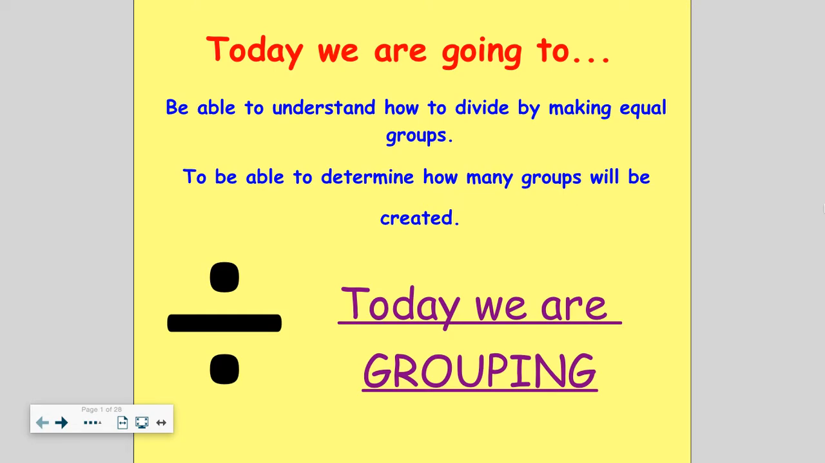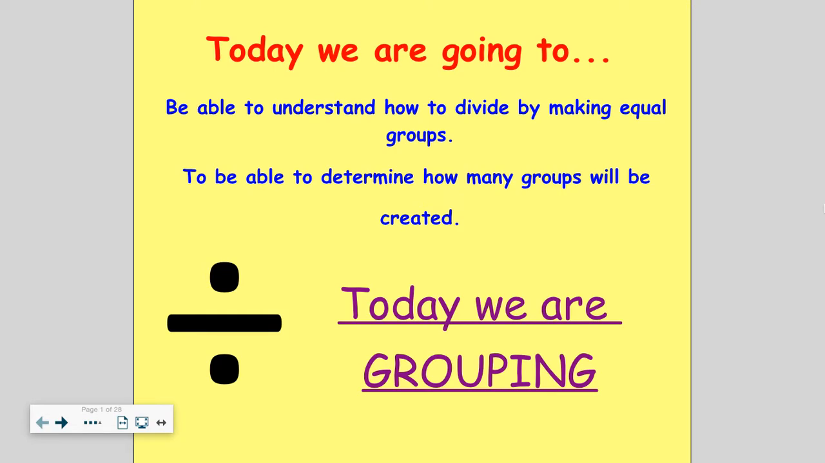Today, we're going to be starting a new chapter all about division. Division is the opposite of multiplication. We've already learnt about multiplication and our times tables, so now we're doing the opposite calculation, but all of that times table learning can help us. Today, we're going to be able to understand how to divide by making equal groups. Equal groups is something we've already learnt about with our times tables and multiplication learning. We're also going to be able to determine how many groups will be created.